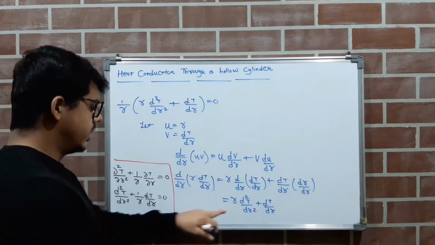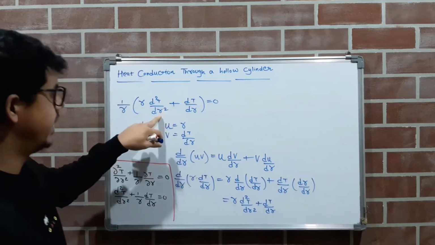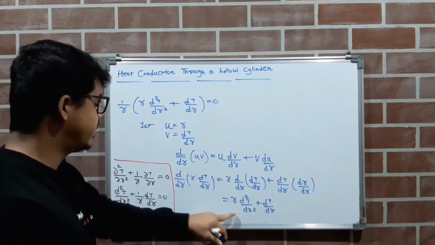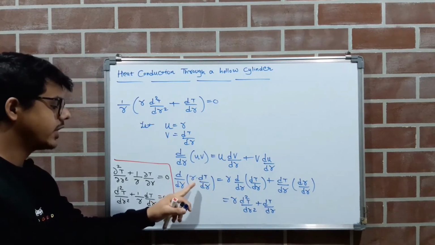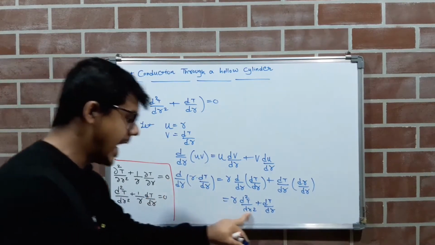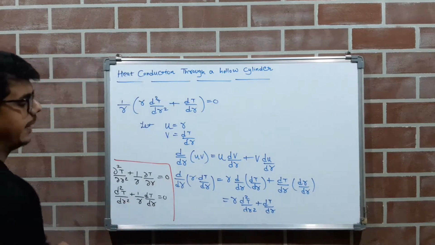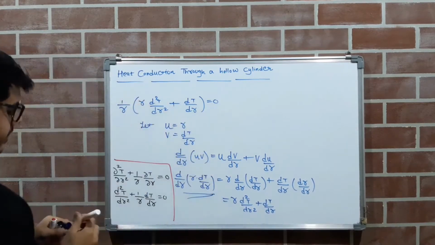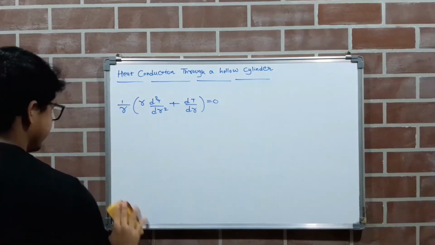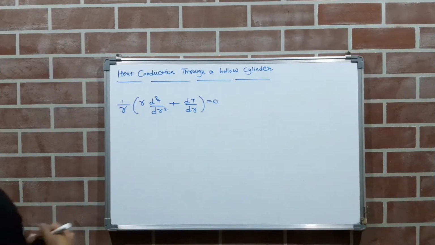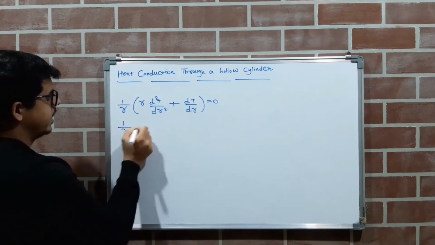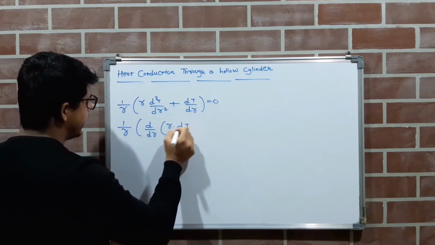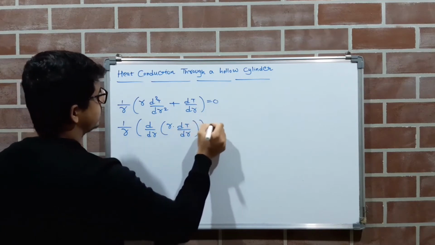So this is our equation, that is r into d square T by dr square plus dT upon dr. This is the function which we have to find, so this is the answer of this function. Now we will replace this by this. So it is 1 upon r into d by dr of r into dT upon dr, which equals 0.